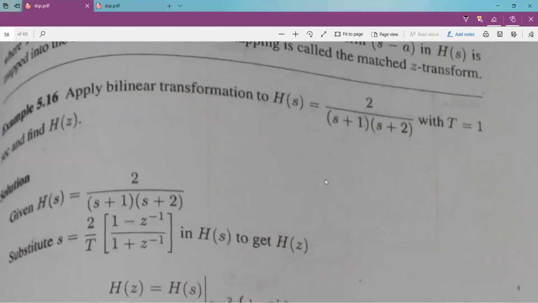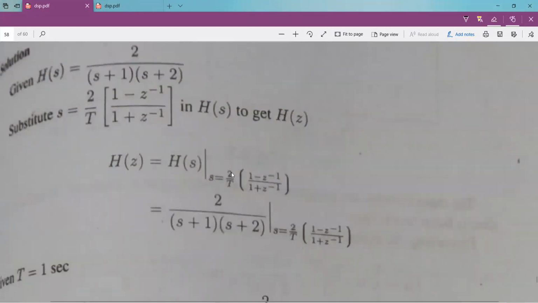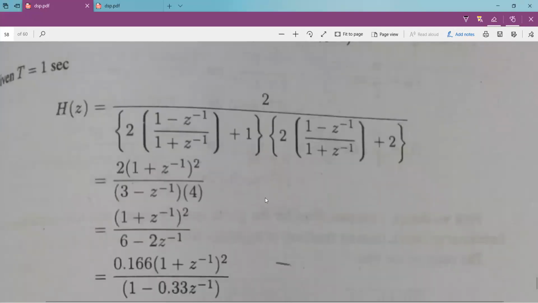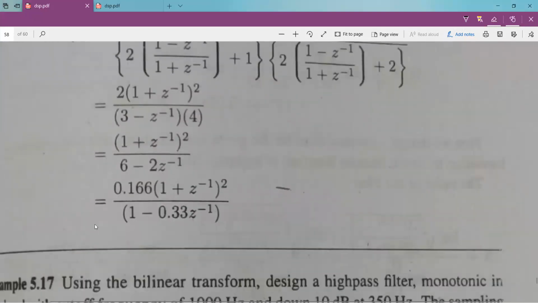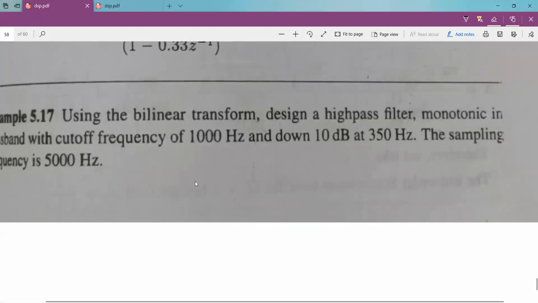Now, this is an example of the bilinear transformation method. Here, H(s) is given directly to you, T is also given. So you have to just put the value of omega in this relationship and put s = 2/T, T is 1 here, (1 - z^-1)/(1 + z^-1). And in this case, after simplification, you are able to get the desired transfer function for the digital filter.